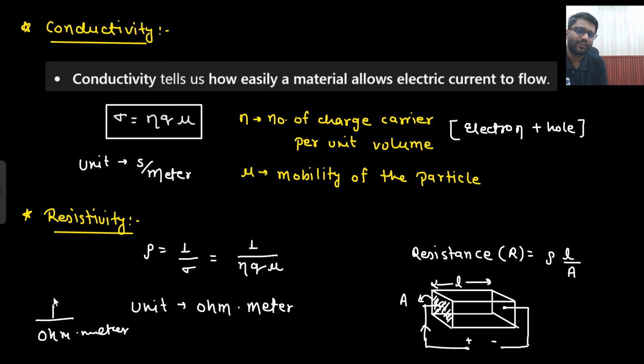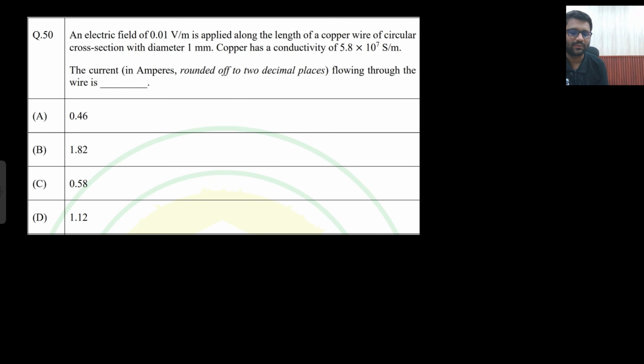Meter you are already writing downwards. So 1 upon ohm is mho, or you can call it Siemens. Siemens and mho both are the same thing. So Siemens per meter you can call it, or ohm into meter is the unit of resistivity. Very simple thing. Let's go to our question.